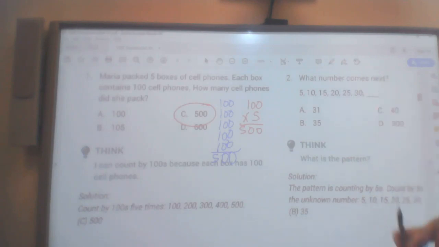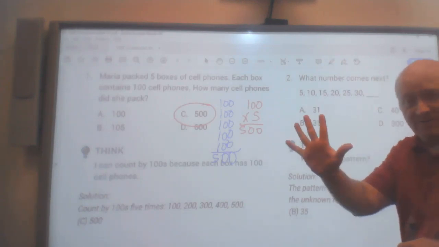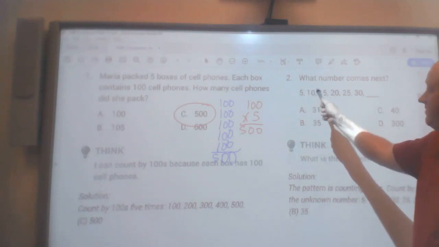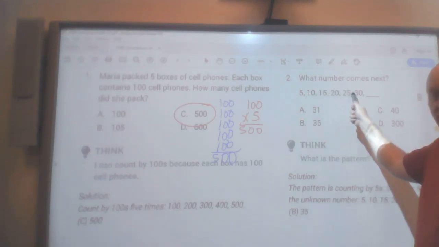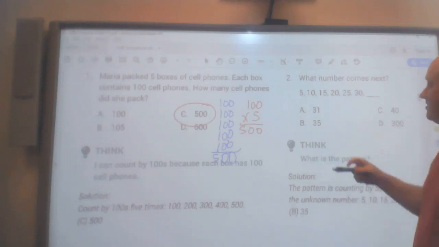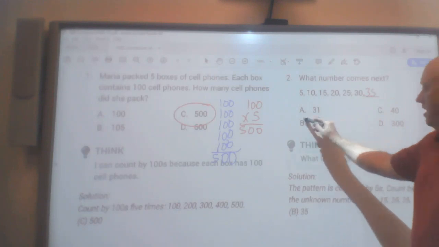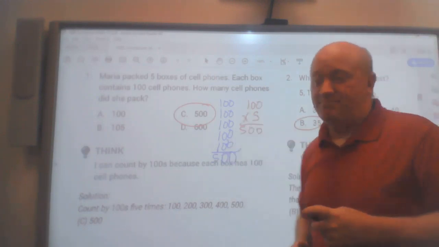What number comes next? Remember, we're counting by fives now. Okay, so 5 plus 5 is 10. 10 plus 5 is 15. 15 plus 5 is 20. 20 plus 5 is 25. 25 plus 5 is 30. And then 30 plus 5 is what? Let's get counting by fives, y'all. Okay.